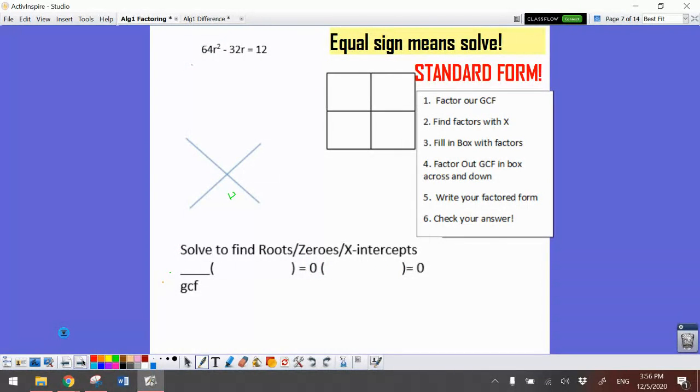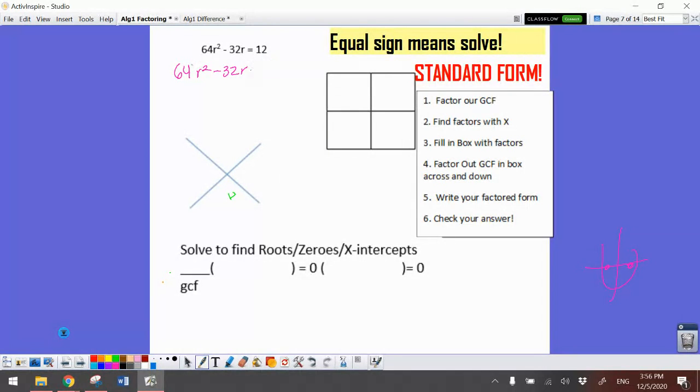Okay, so now when we have an equal sign, that means we're going to have to solve to get those roots that we talked about. So we actually have to find those 2 points on the x-axis after we're finished. Okay, so the process doesn't change. We still have to go all the way through factored form, but once we get there, we have to finish the problem.